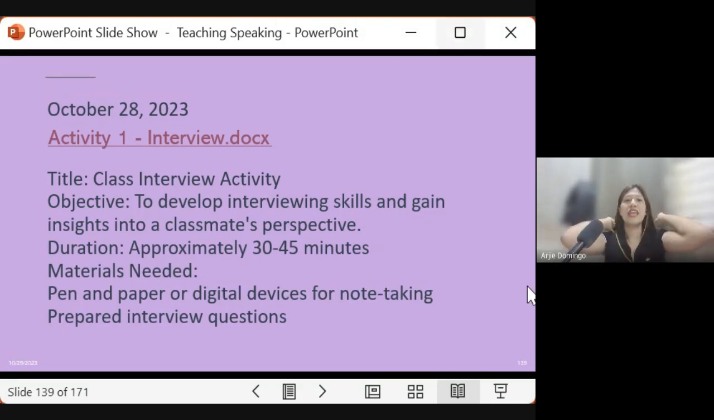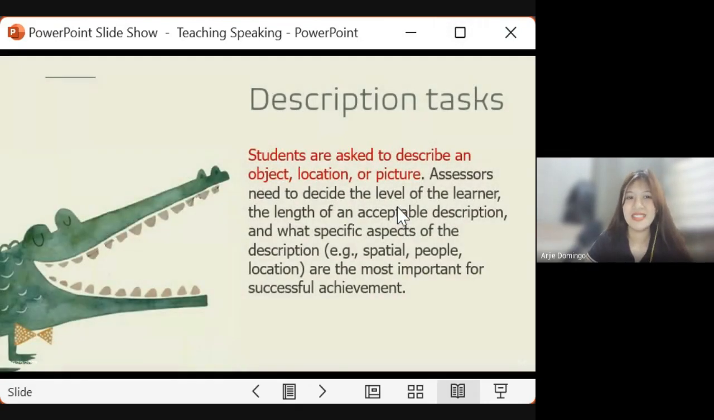So for this afternoon, we'll have another set of discussion for the activities that you would use to assess your students' ability to speak. So another activity would be what we call the description task. In a description task, your students would be asked to describe an object, a location, or a picture.